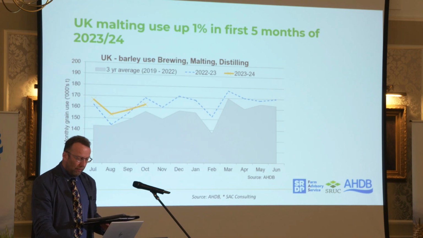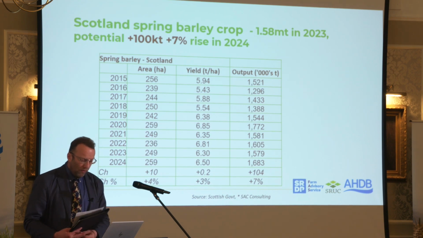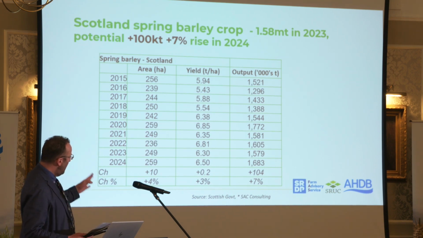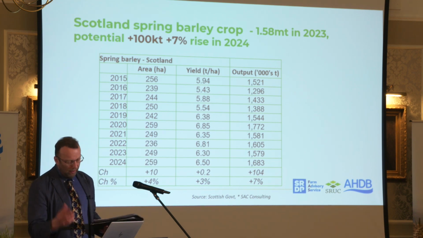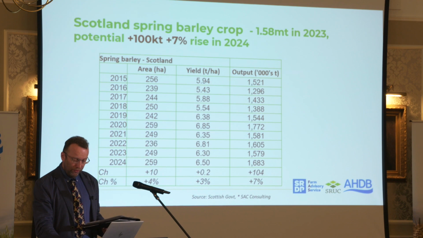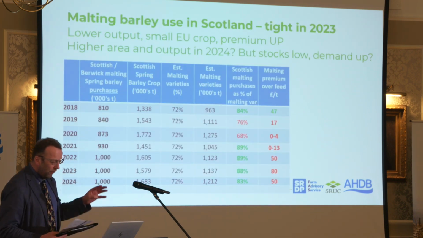Let's look at malting. Malting's been a little bit higher this year. What about next year? If you factor the extra area in and those yields, we could have another 100,000 tonnes of malting barley. Again, a lot to play for in terms of quality and yields. Now, how does it affect the balance?